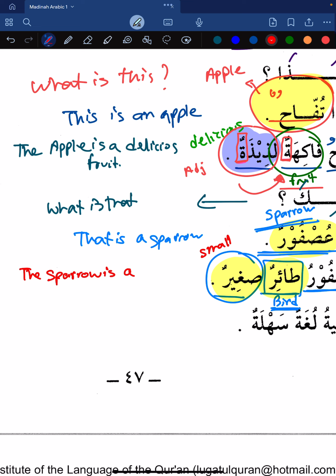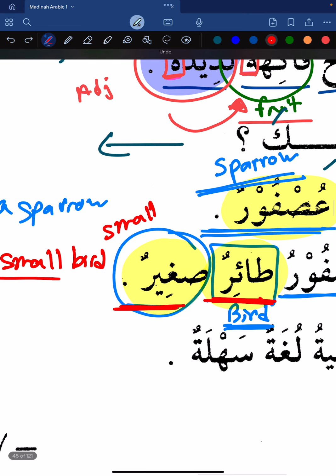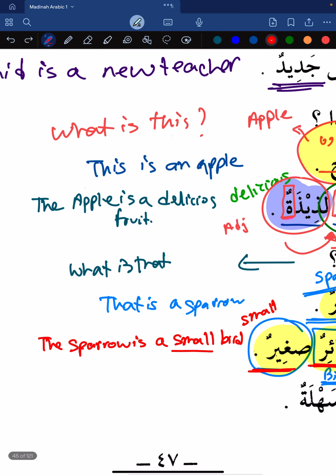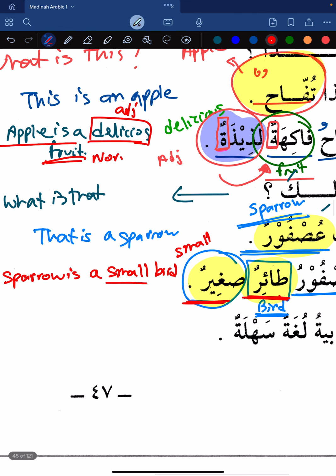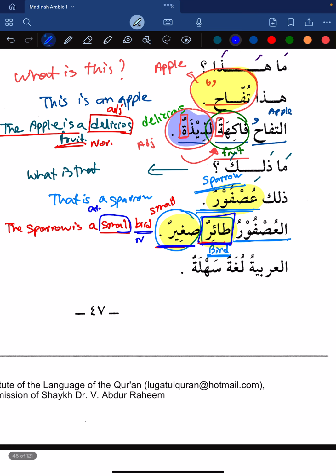Have you noticed in Arabic, we have the noun first and then the adjective, whereas in English, we have the adjective first and then the noun. Like here, when we had delicious fruit, we're describing the fruit. The apple is a delicious fruit: delicious is an adjective, fruit is a noun. Similarly here, small is an adjective and bird is a noun. Whereas in Arabic, we have the noun first, and then the adjective. This is just something you get used to.